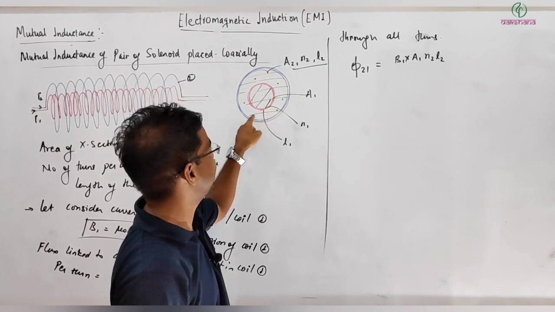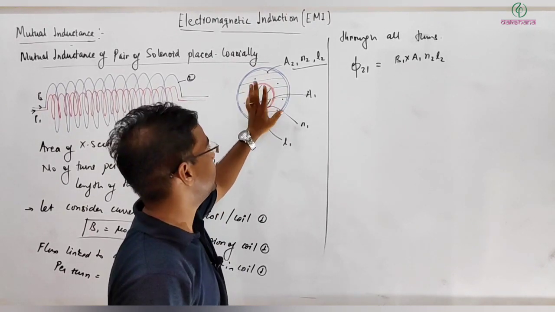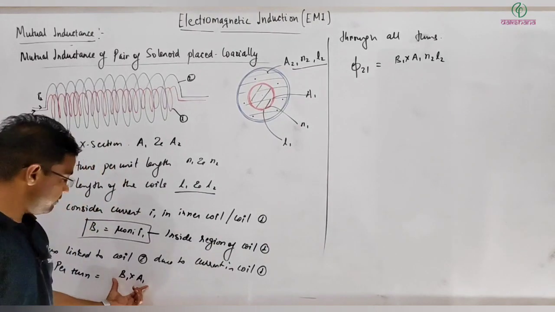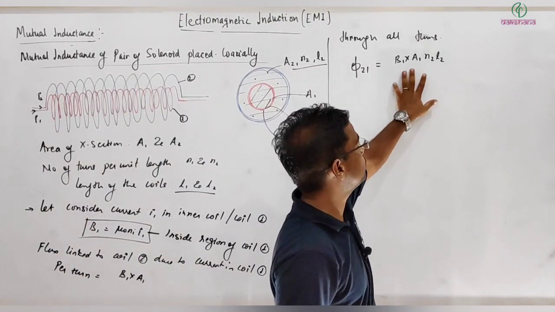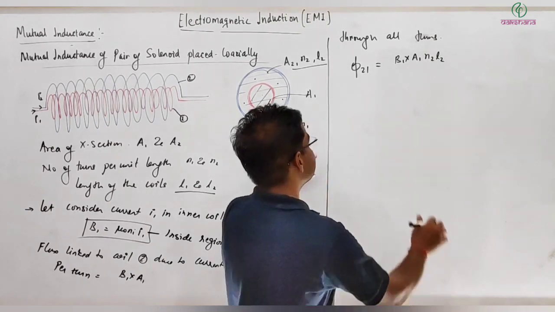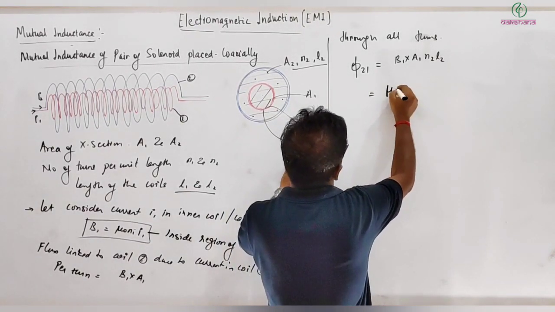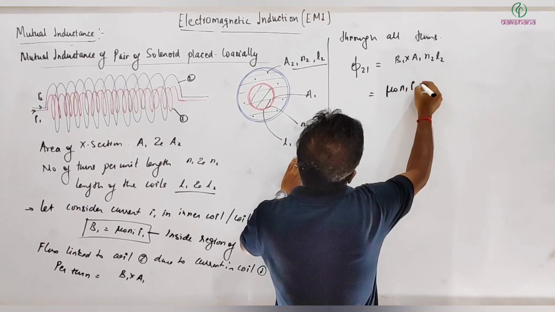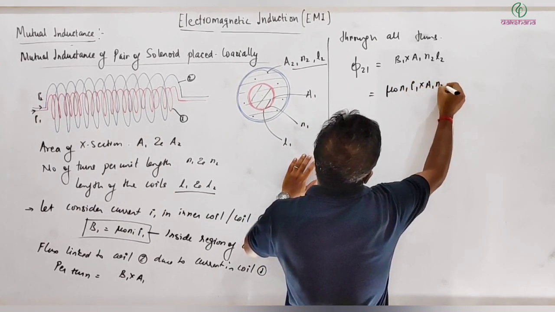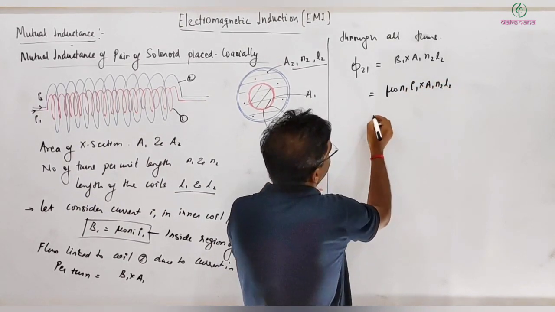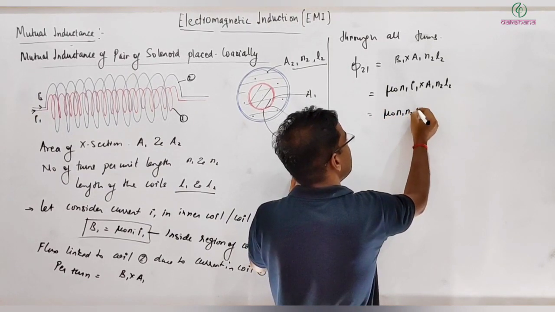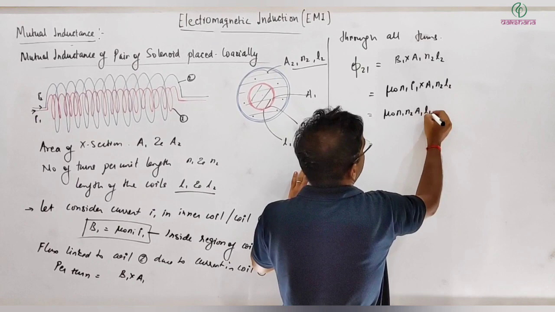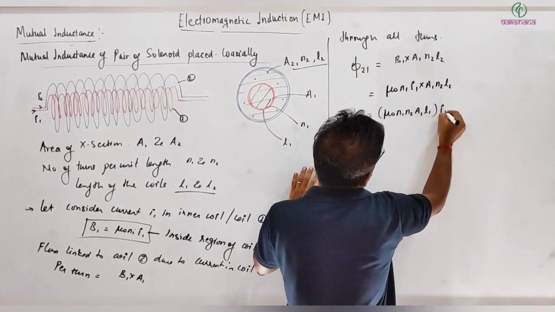There is no magnetic field in this region. So that's why through one turn I can write magnetic field into its area of cross section, total number of turns, and L2, so this is the total flux. And this I can calculate as mu naught N1 I1 A1 N2 L, and this is equal to mu naught N1 N2 A1 L into I1.